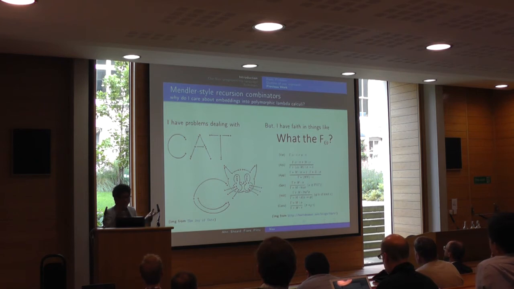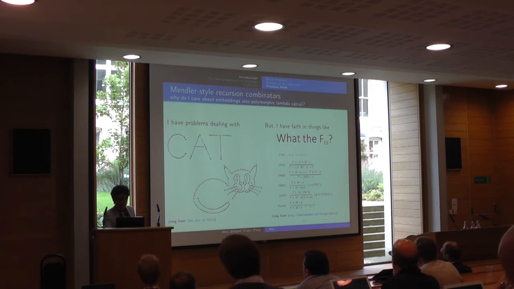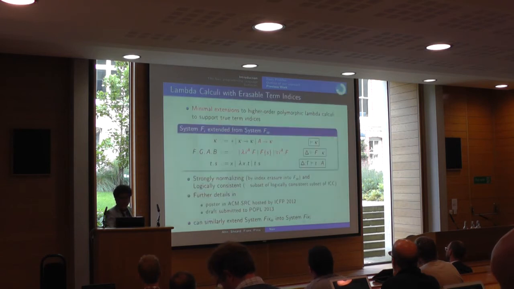So why do I care? Because me and some people can't play with cat very well. But I do have definite faith that F omega is strongly normalizing, and logically a subset of some logically consistent calculi. So you have to believe, actually. You can believe more concrete things, right? And also, when you see the code, it's closer to the programming language.